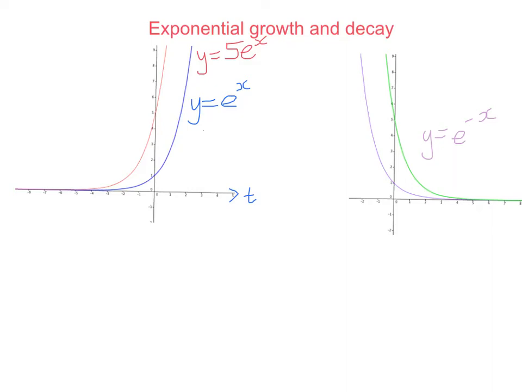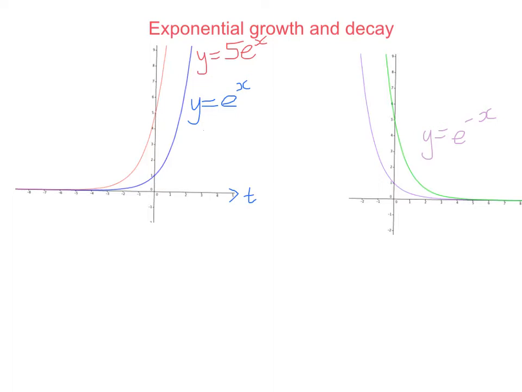Okay, so this lesson is on exponential growth and decay, and it links in with what you know about exponential graphs that we've been doing in the topic. We've been doing these functions since year 11, and also exponential and logarithmic functions in year 12. So on the left here, we've got two graphs: y equals e to the power of x, and y equals 5e to the power of x.